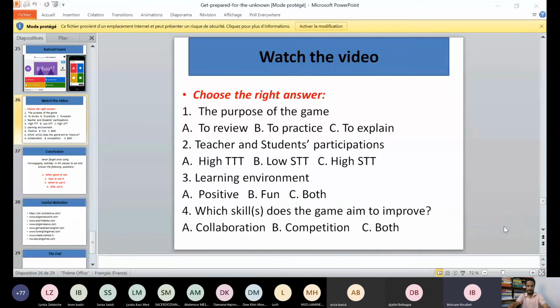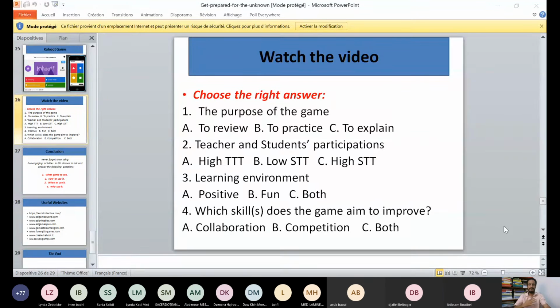Okay, learning environment. Was it A, positive, B, fun, or C, both? It seems that both, Mo, Abdelrazak, Friel, Sia, they agree about both. Yes, the environment was very positive, but at the same time, we had much fun. Great. Number four, which skills does the game aim to improve? Collaboration, competition, or both? Samia, Wasim, Friel, they all agree about both.